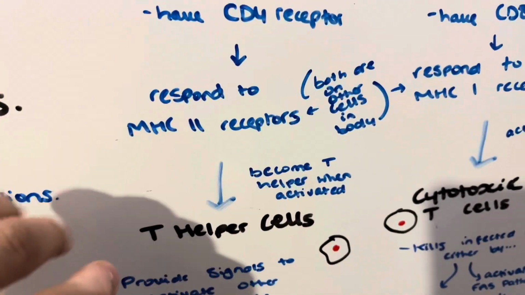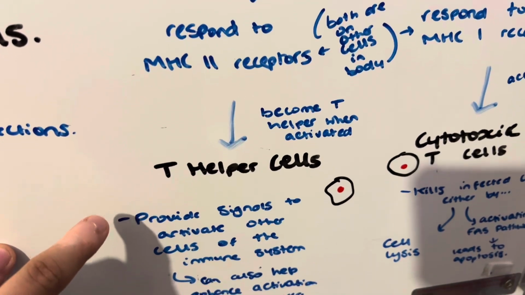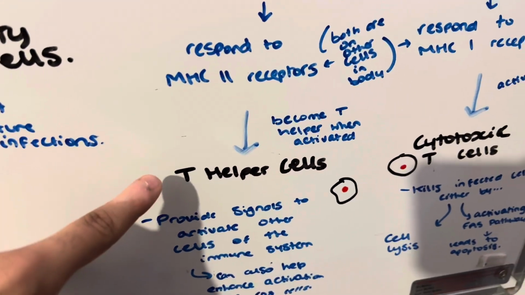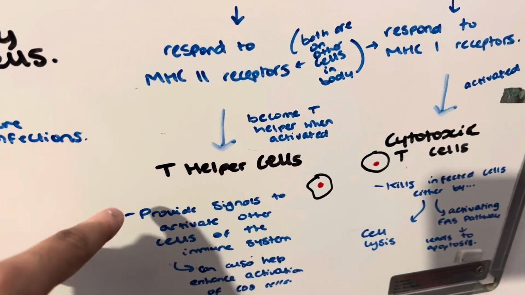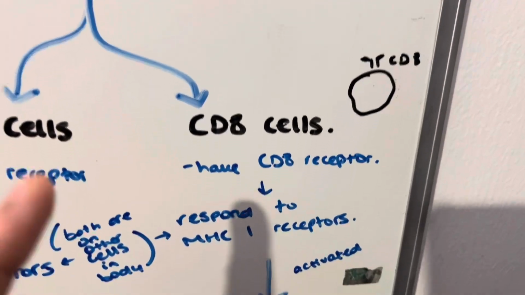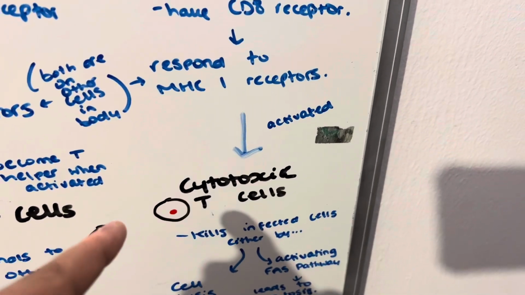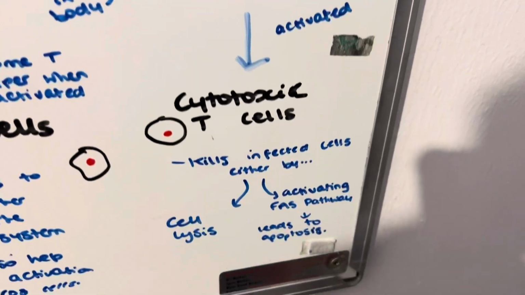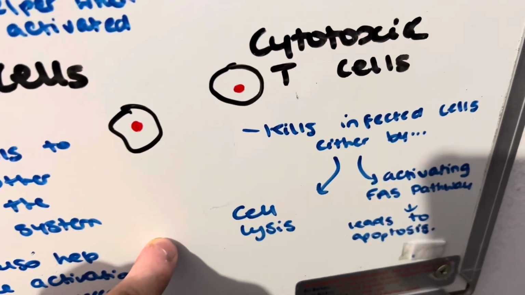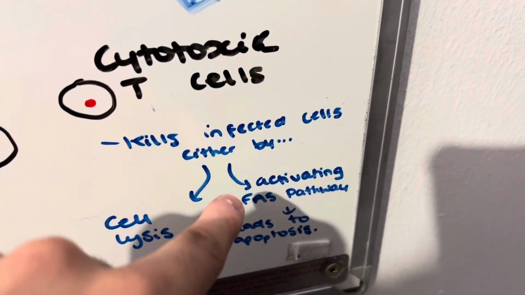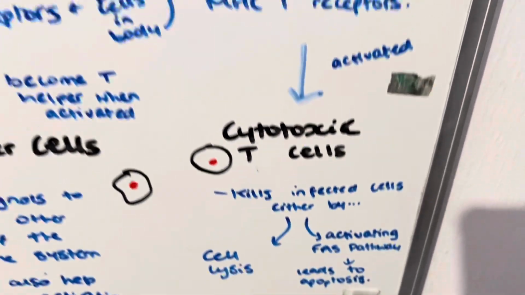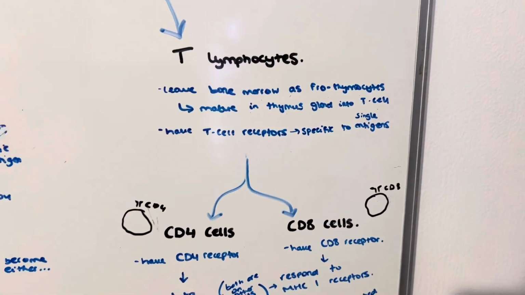Now let's go specifically to each one. CD4 cells form our T helper cells, and these help to provide signals and activate other cells of the immune system. T helper cells can also enhance activation of the CD8 cells, whereas CD8 cells will form our cytotoxic T cells. Like I mentioned earlier in the summary, cytotoxic T cells basically kill infected cells either by cell lysis or by activating the FAS pathway, which would then lead to apoptosis. And that's basically a summary of T lymphocytes.